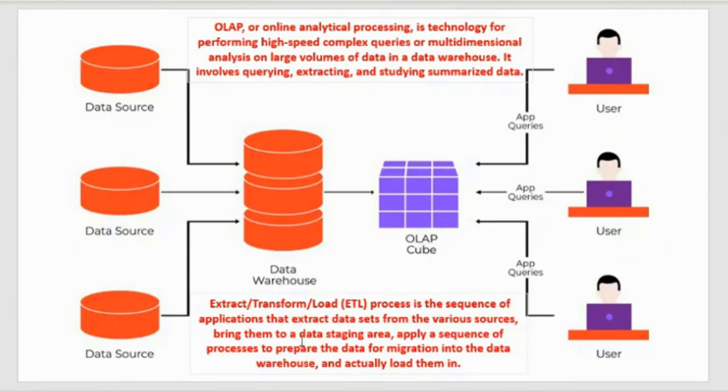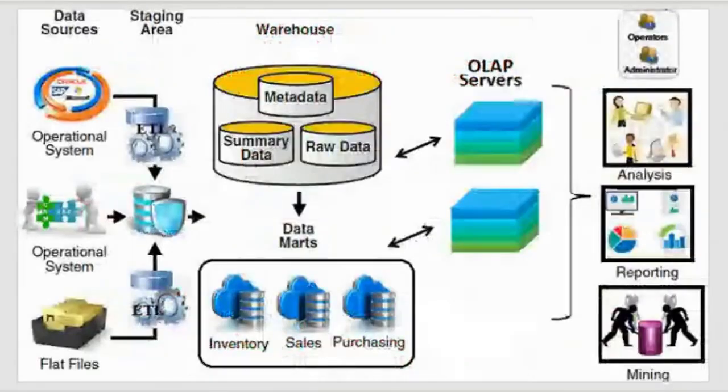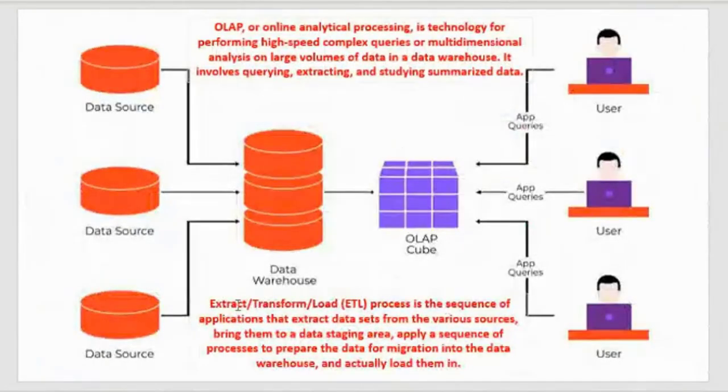Now there's something called ETL: extract, transform, and load. And it's right here in the middle of this process, in the staging area. If you can see, it says ETL. That means it's extracting the data, transforming the data, and loading the data into the data warehouse. It's right in the middle here. And like it says here, it's a sequence of applications that extract data sets from different sources, bring them to a data staging area, apply a sequence of processes to prepare the data for migration into the data warehouse, and actually load them into that data warehouse.